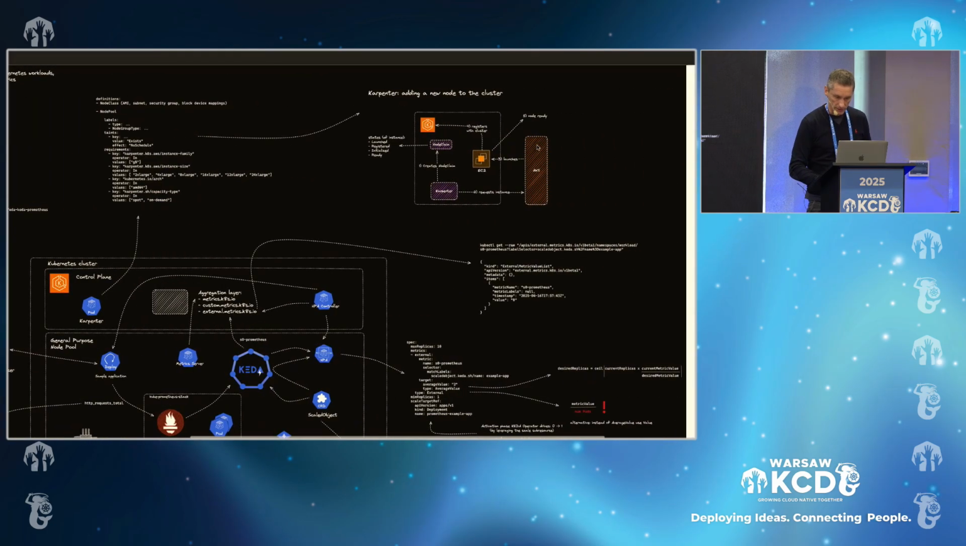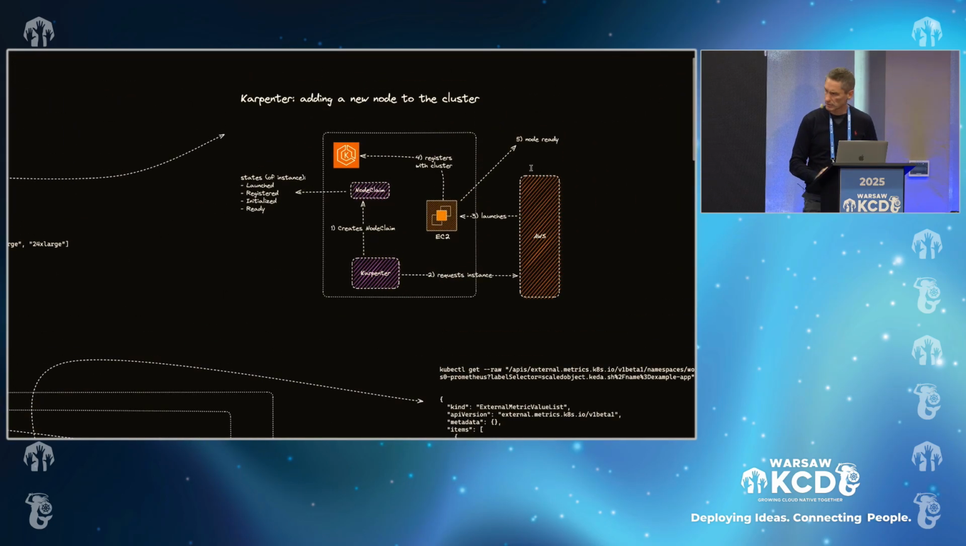So this is as for Carpenter. Just a few words on how this actually works in terms of the workflow, the life cycle of these nodes. Carpenter will create a node claim, which is a custom resource again, that reflects the life cycle of the node. This is to monitor what's happening.